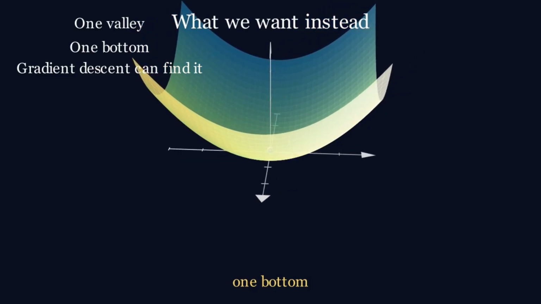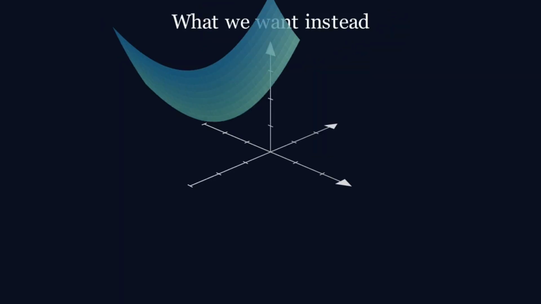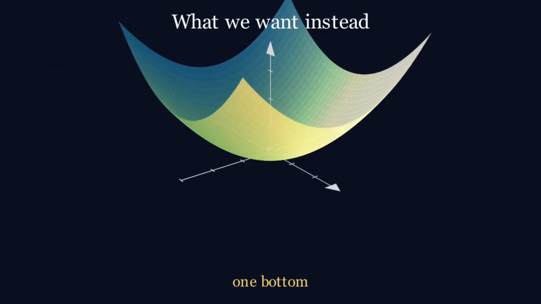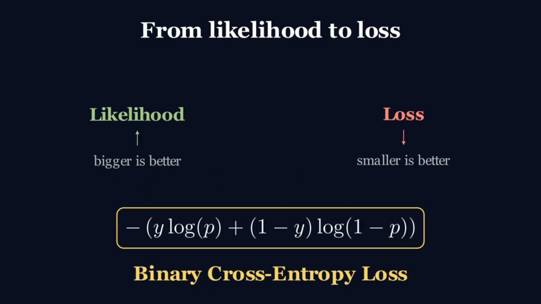So rather than asking, how can we make this likelihood as large as possible, we ask, how can we turn this into something that we can minimize instead? The simplest solution is to multiply this entire expression by -1. Now, if the likelihood increases, our loss decreases, and if the likelihood decreases, our loss increases. So in other words, minimizing this new function is exactly the same as maximizing the original likelihood. And that's why our loss function becomes that on the screen. This is what's known as the binary cross entropy loss.